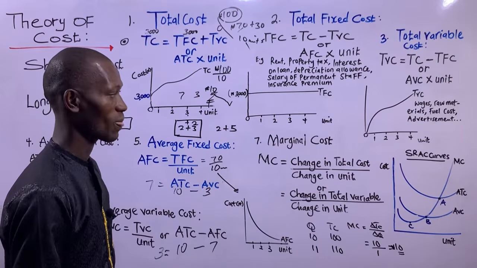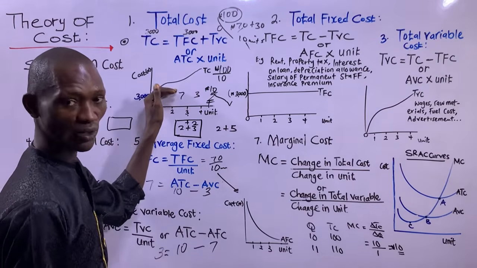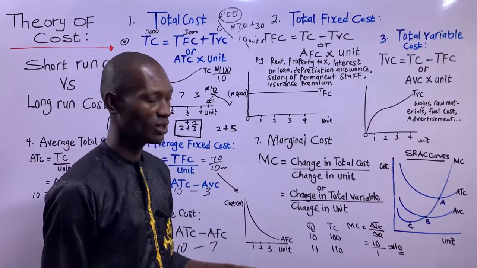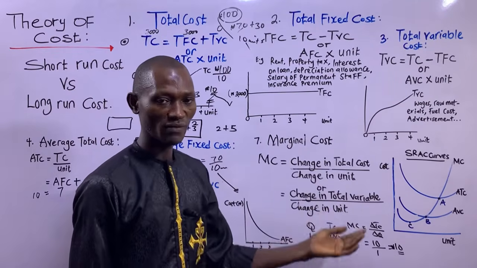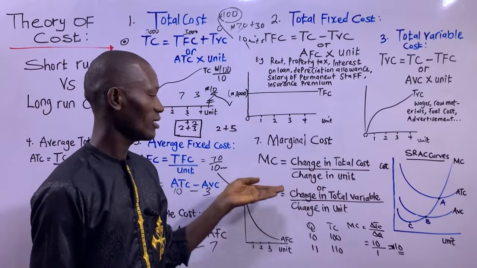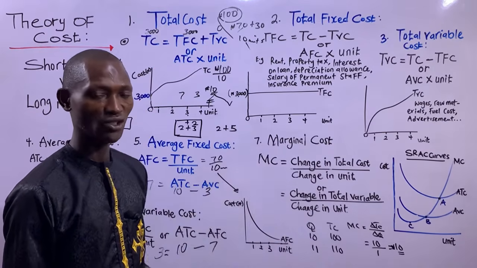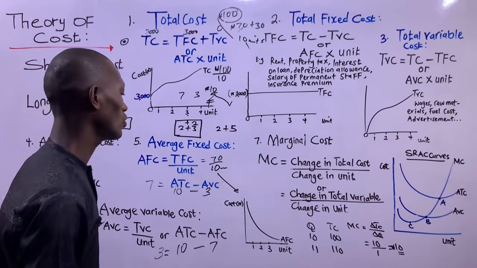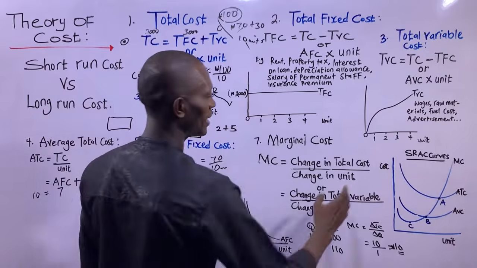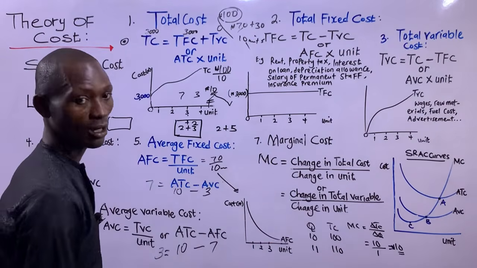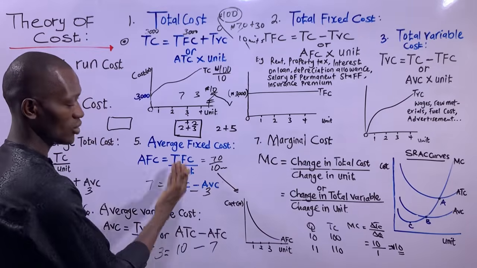So the slope of this total cost is exactly the same as that of the total variable cost. So whether you use change in total cost divided by change in unit of output, or change in total variable cost divided by change in unit of output, you are going to get the same answer for your marginal cost. That's that. So I hope that is understood. Good. So let's dissect the various average cost curves. Then let's begin with average fixed cost.